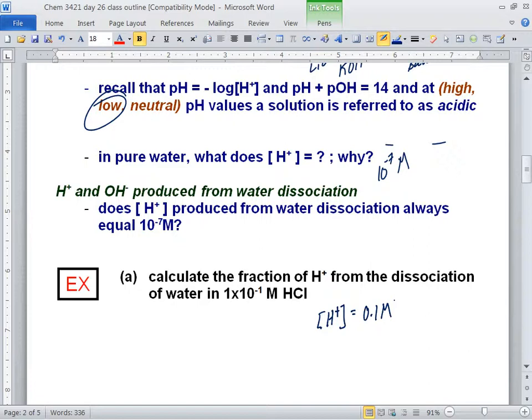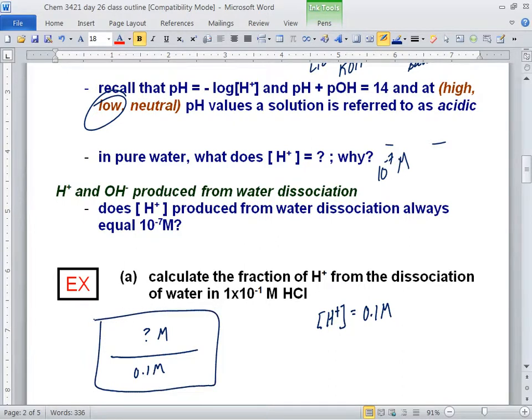But what fraction of hydrogen ion is from the dissociation? So really what we're talking about is what molarity over 0.1 molar. That's our answer. The contribution that's from water, all over the total. And how do you get that top part? You almost have to get it in a roundabout way.